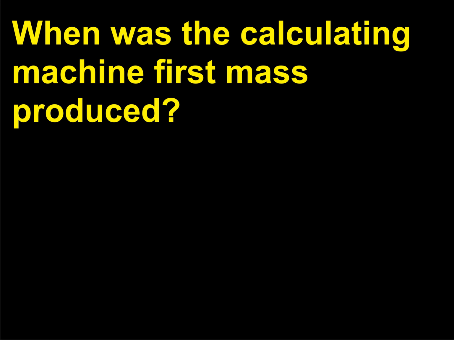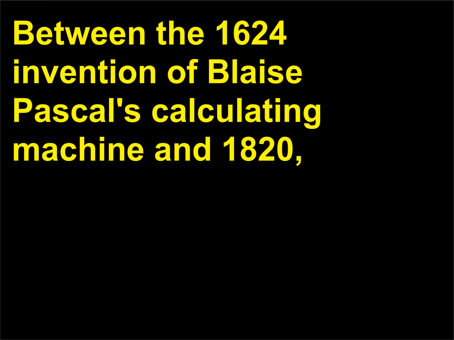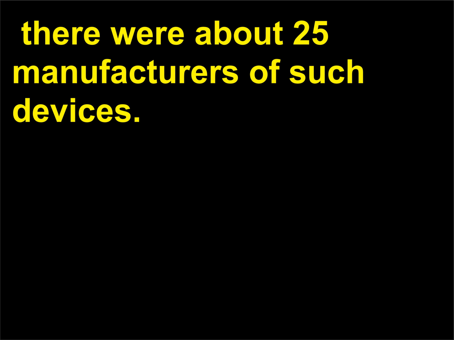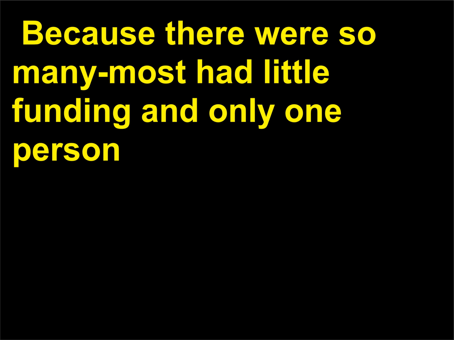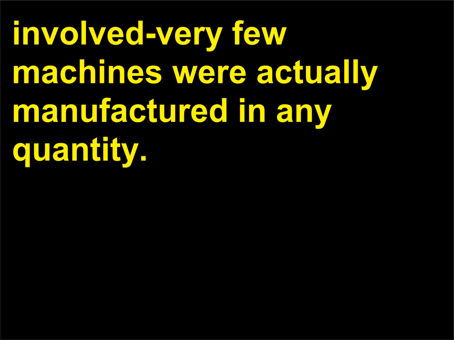When was the calculating machine first mass-produced? Between the 1624 invention of Blaise Pascal's calculating machine and 1820, there were about 25 manufacturers of such devices. Because there were so many, most had little funding and only one person involved, so very few machines were actually manufactured in any quantity.